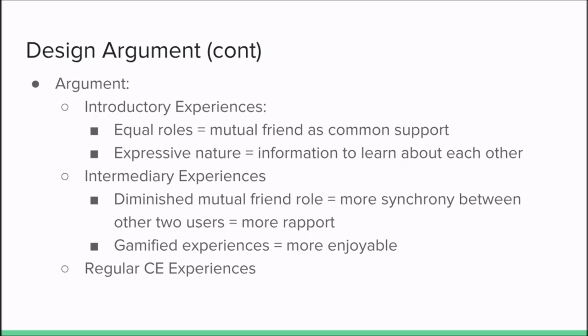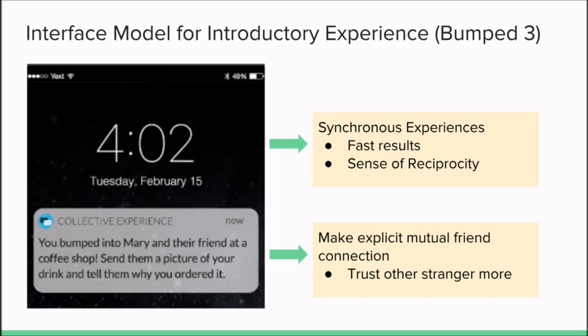We also gamify these intermediary experiences to increase the enjoyment that both of the strangers get in these experiences. And hopefully that will have them participate in more experiences with each other, and the positive valence that they have in these experiences transfers into more likability of the other person. At the end of this progression, the 2 strangers should not be strangers anymore. They should have a relationship. They should be able to participate in the regular CE experiences.